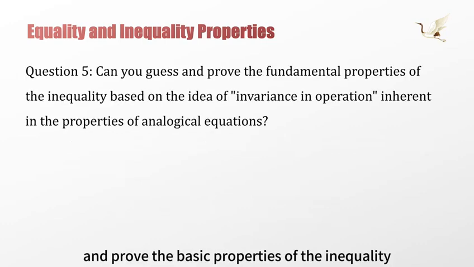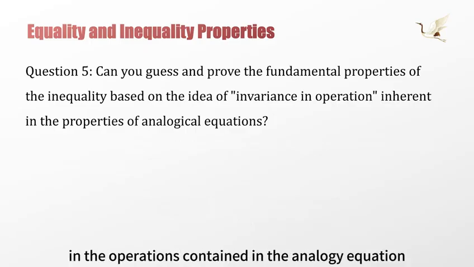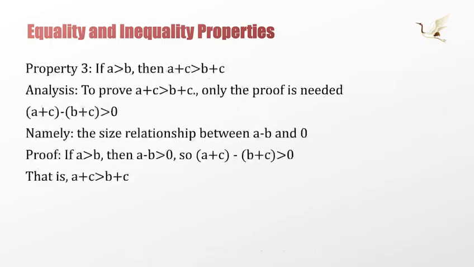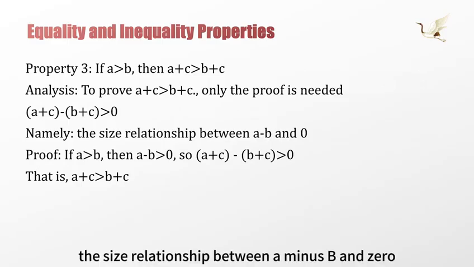Can you guess and prove the basic properties of the inequality based on the idea of invariance in the operations contained in the analogy equation? Let's take a look at property 3. If a is greater than b, then a plus c is greater than b plus c. To prove this conclusion, we only need to prove that a plus c minus b plus c is greater than 0, that is, the size relationship between a minus b and 0.